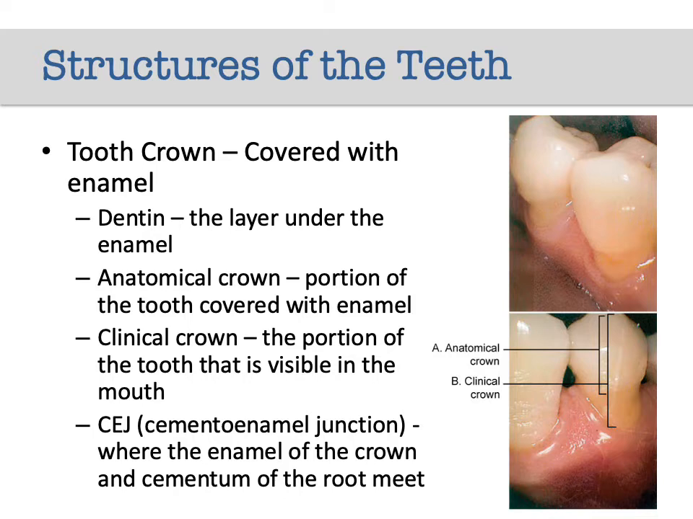The CEJ is the cemento-enamel junction. This is where the enamel of the crown and the cementum of the root meet. The root is covered with cementum, and where that cementum and the enamel come together is called the CEJ. It's that line where the white enamel and the yellow of the cementum meet.